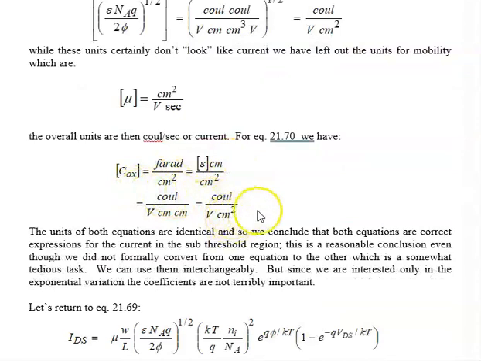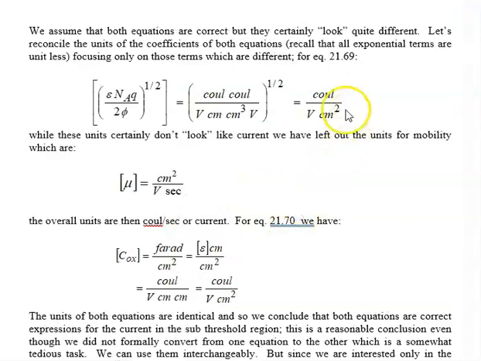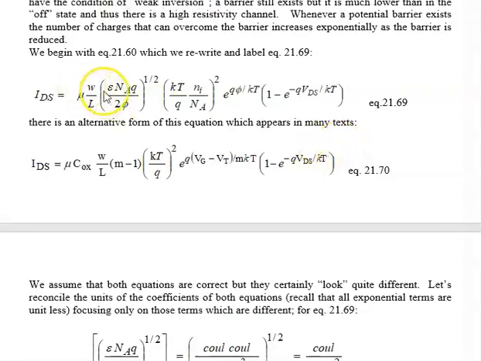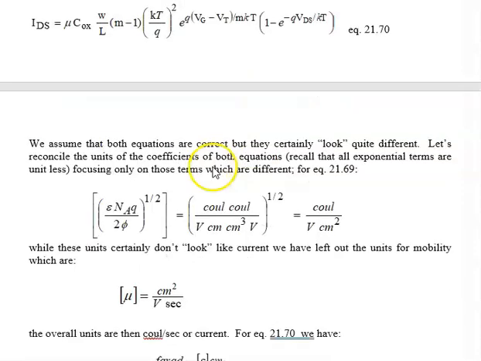COX has exactly the same units of coulombs per volt centimeter. So the units are the same, and we can conclude that the equations both give current and they're both correct. And now we've got to deal with the problem up here, band bending, and put it into gate voltage.